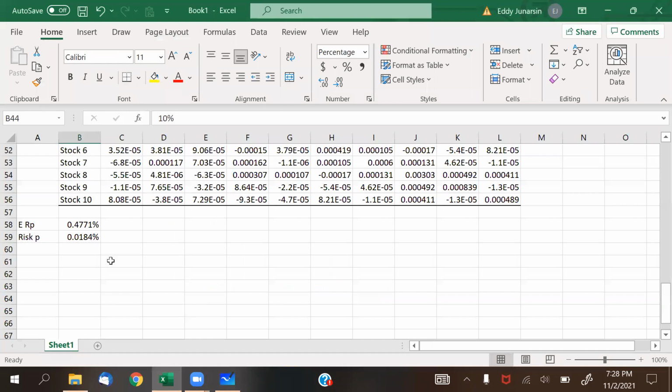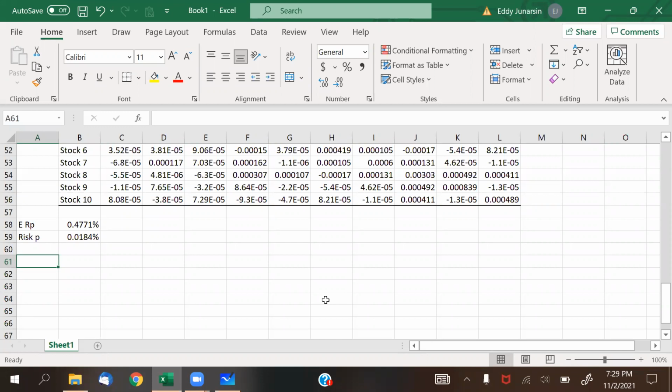We are going to draw it using Excel. We have to calculate automatically, because we have many stocks and it's impossible to calculate by hand. So we need a software package like Excel at least, and there are many other software packages that we can use to draw the efficient frontier.